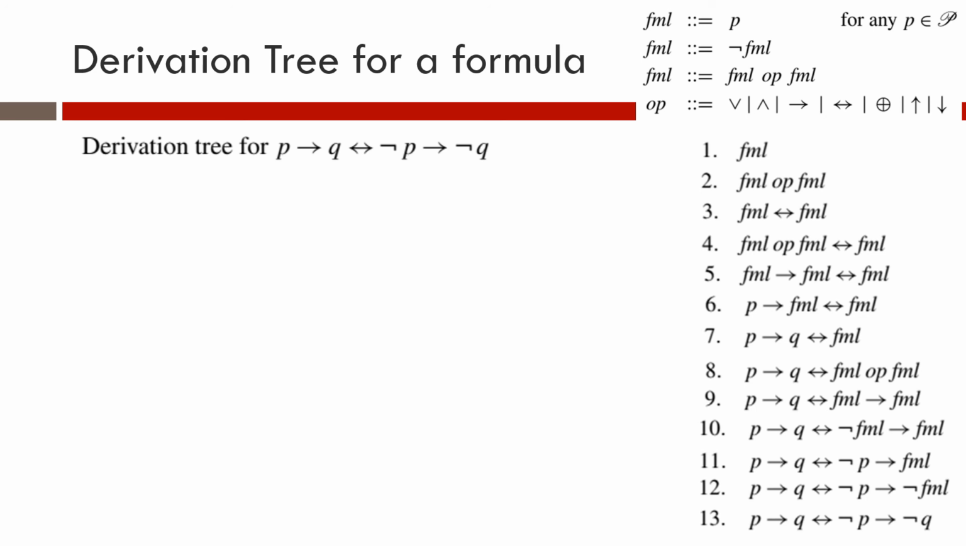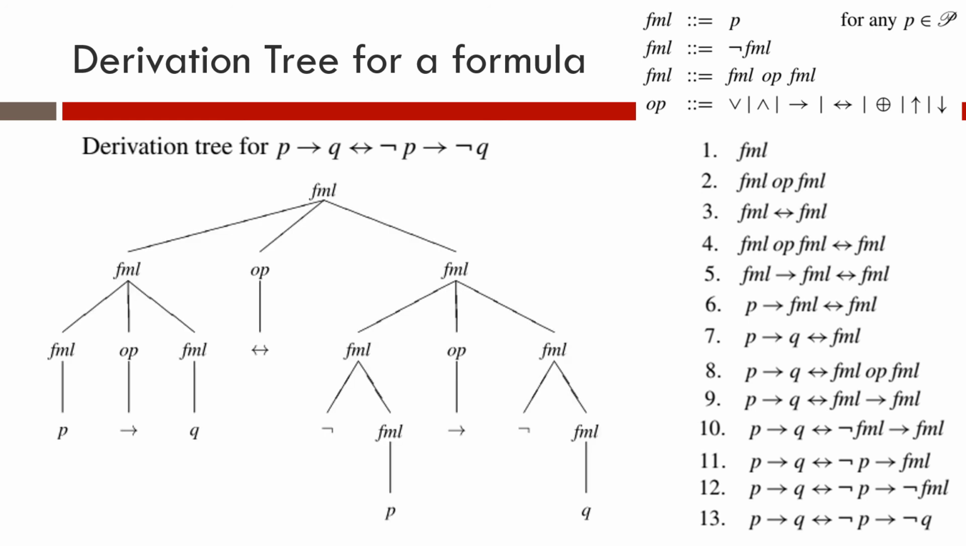Okay, now once we derive this formula using the productions in the grammar, we draw the derivation tree. So at the root of the derivation tree we will have formula whose children will be formula op formula. Okay, so see here at the root we have formula whose children are formula op formula, and this formula again is formula op formula, and this formula is P.